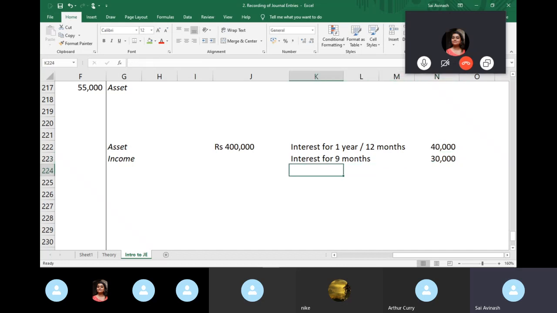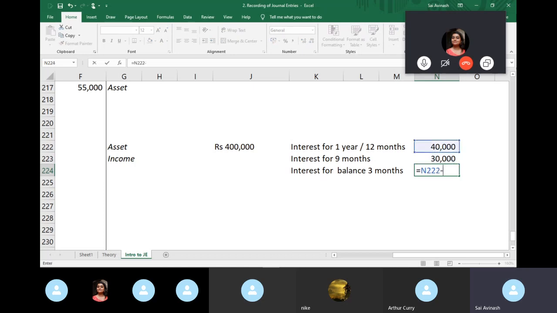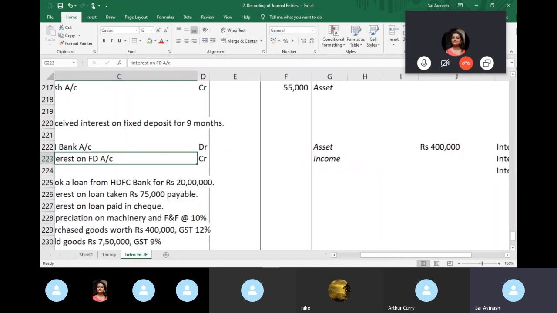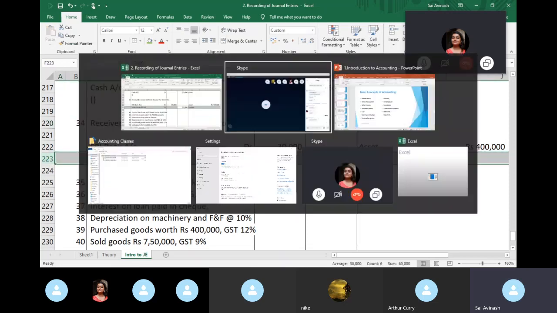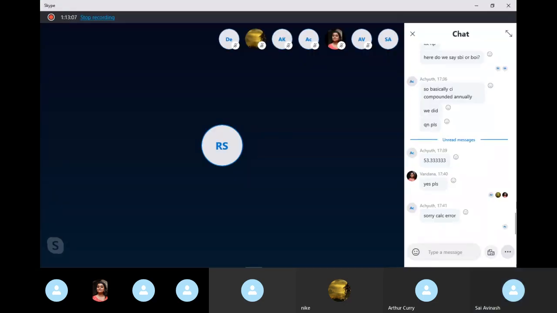If you want to take a step further, for the balance 3 months, logically speaking, it should be 40,000 minus 30,000, or you can do the same calculation, 40,000 into 3 by 12, 3 months out of 12, it's 10,000. Okay, here we are receiving for 9 months. So I get 30,000 in my bank account, and income is 30,000. Are we clear?